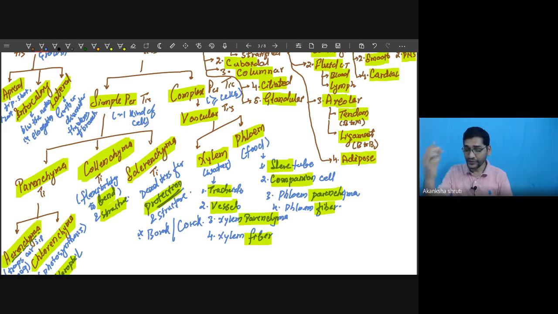So this flow of food is bidirectional. Now this xylem contains 4 types of cell, because complex tissues have more than one kind of cell, but the simple tissues have only one kind of cell. So this xylem tissue contains these 4 kinds of cells: tracheids, vessels, xylem parenchyma, xylem fiber. While the phloem contains 4 kinds of cells: sieve tube, companion cell, phloem parenchyma, phloem fiber.